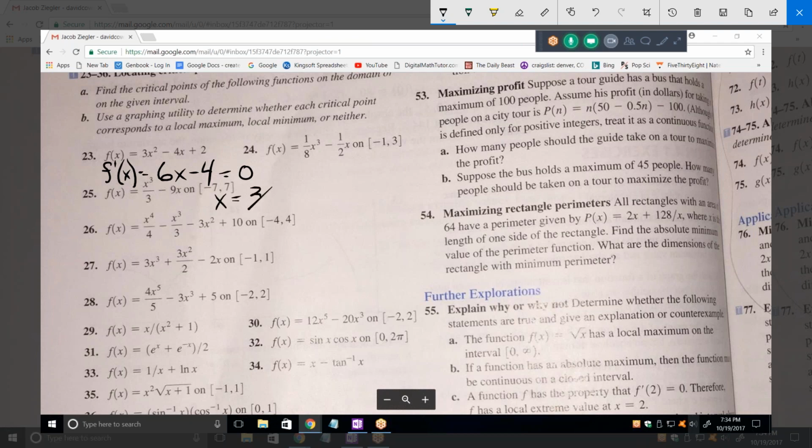2/3. Okay. Now, find the critical points on the domain, which is given, and there was no domain given here, so they meant all real numbers. And that's a quadratic. Okay? It's a quadratic that opens which way, up or down? Up. So is that value going to represent a minimum or a maximum? Minimum. Is it going to be absolute or just local? Absolute. Correct.